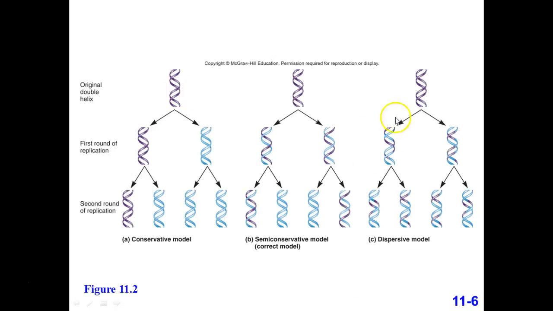And then this is the dispersive model, where there are different pieces of daughter and parent one.